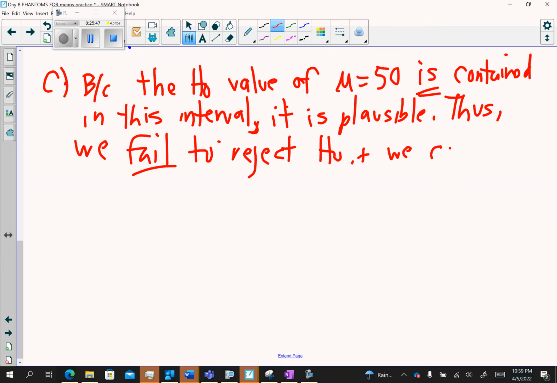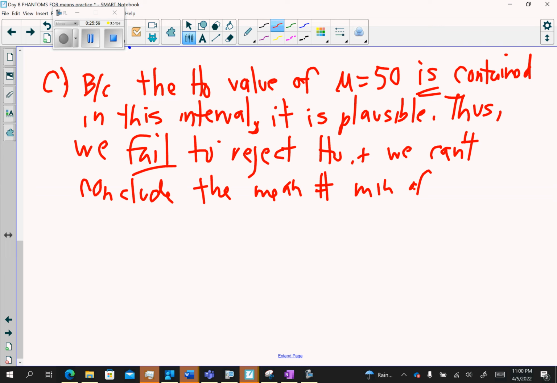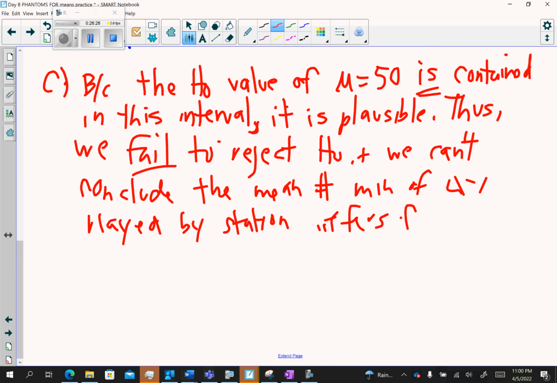Thus, we fail to reject the null hypothesis, and we cannot conclude that the mean number of minutes played by the station differs from 50 minutes per hour.